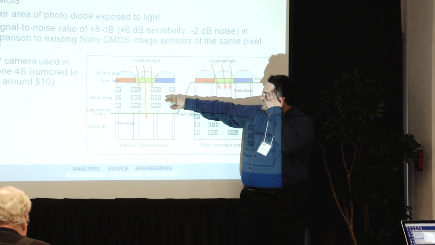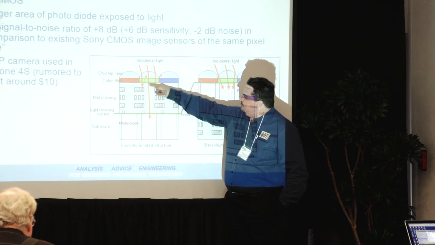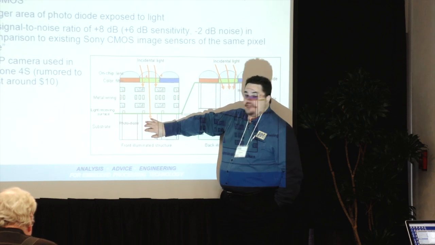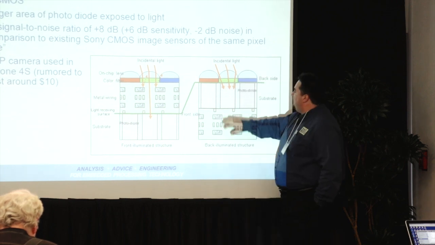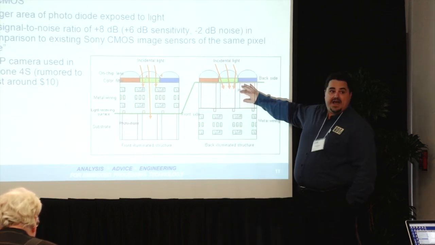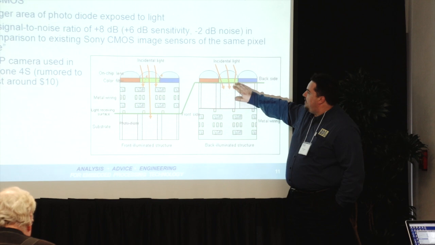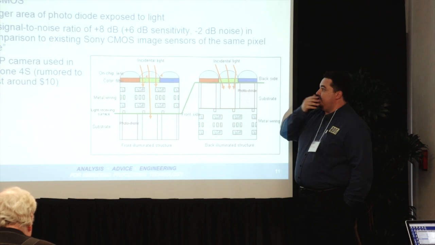But this is your traditional CMOS sensor, and you can see the metal layers blocking the light. So here's my light coming in, and it's blocking the light. And here's my photodiode down here. Photodiode's not getting that much light. What Sony's done is they put the photodiode on the back of the sensor. So now the photodiode gets all the light, and all the electronics are on the front side. It's called a backlit sensor.